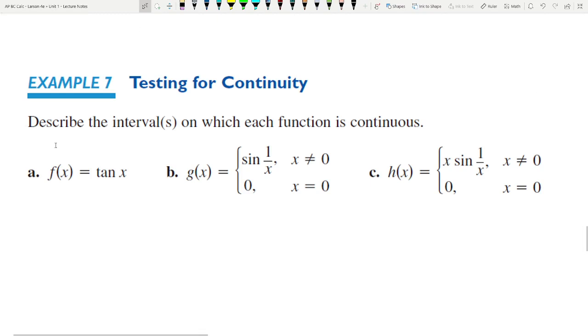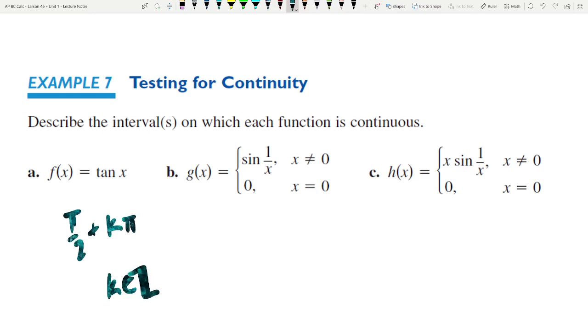So let's look at the interval or intervals for which the functions we were given are going to be continuous. The tangent of x has asymptotes. Where does it have asymptotes? Whenever cosine is equal to 0, and that is at pi/2, and then plus every pi of that. So pi/2 plus k pi, where k is an integer.